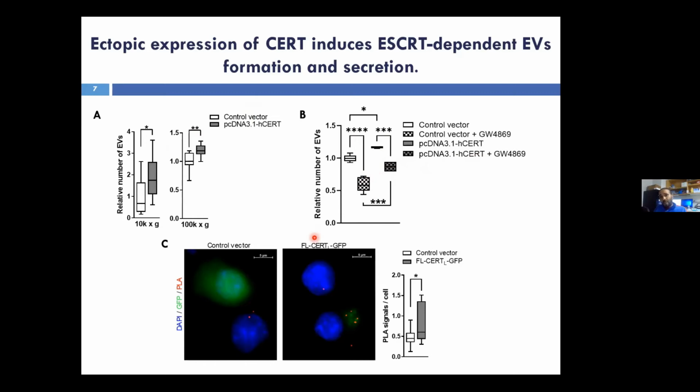And then we checked if by ectopic expression of CERT we could find more complexes formed. And actually, this is what we found. So in C, you see pictures showing, again, PLA for TSG101 and CERT. And as you see, when you overexpress CERT, the number of positive PLA is significantly increased. So this means that the increase of EVs mediated by CERT cannot be completely explained by sphingomyelin production and the activity of neutral sphingomyelinase 2, but probably also the complex formed by CERT and TSG101 is inducing EV secretion.